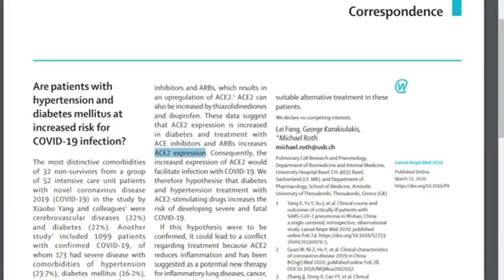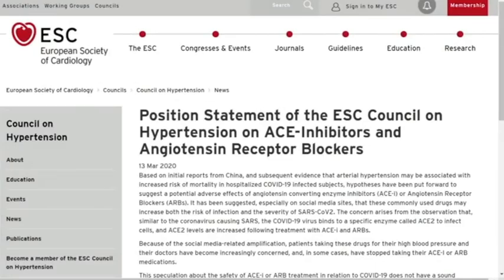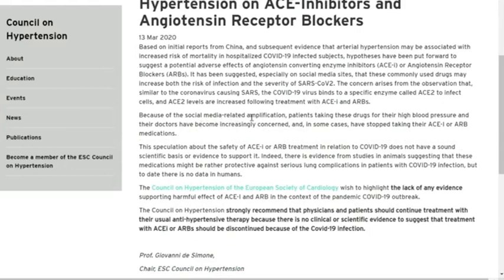And the question is, is there any actual truth to this? So let's look and see what the response has been. Well, here is the response from the European Society of Cardiology. They say here, because of social media-related amplification, these patients taking their high blood pressure medications have become increasingly concerned and in some cases stopped taking their ACE or ARB medications. This is what the official response is from the European Society of Cardiology.